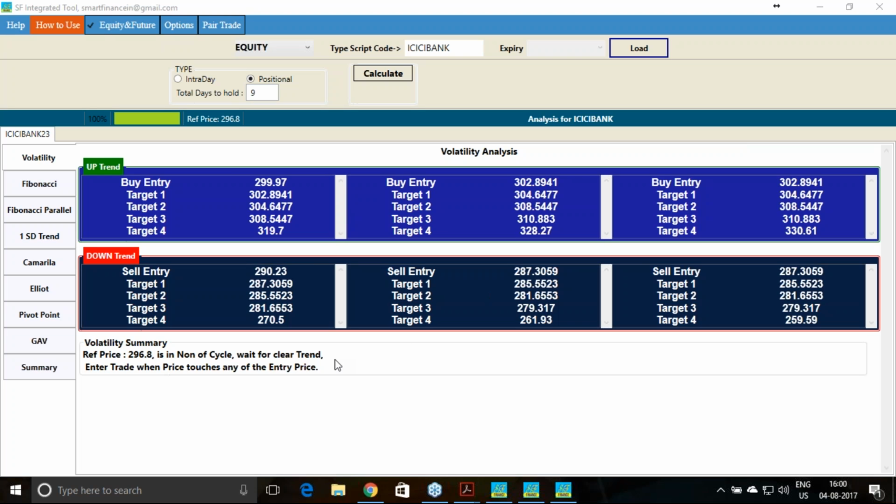When we are doing weekly trade, we must take 7 days, but you can take more than 7 days in the Smart IT tool. You can take maximum till 30 days also. Maximum till 30 days also you can take.